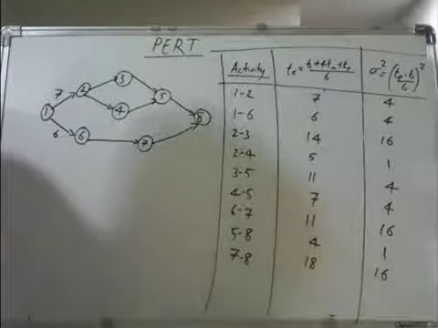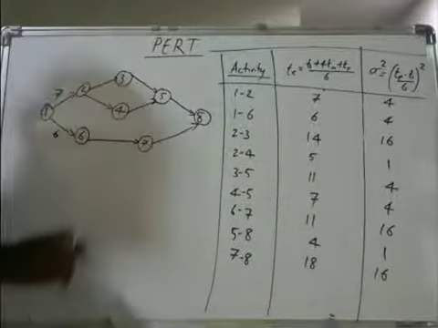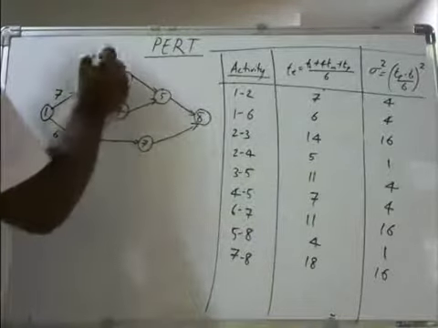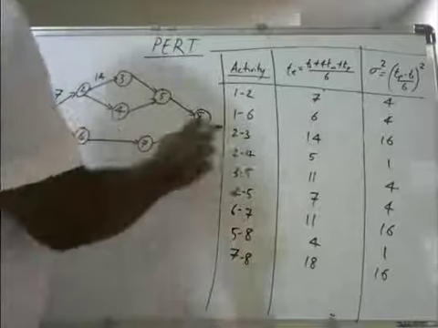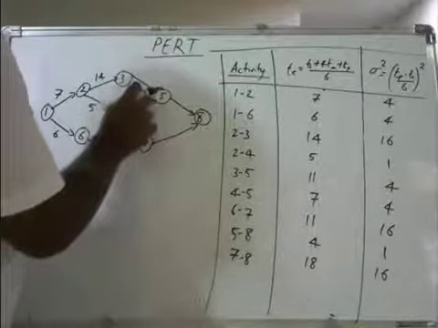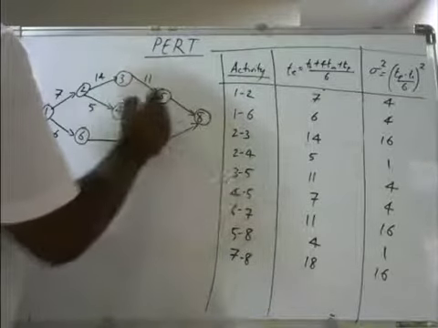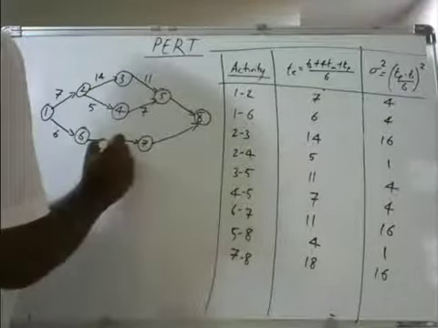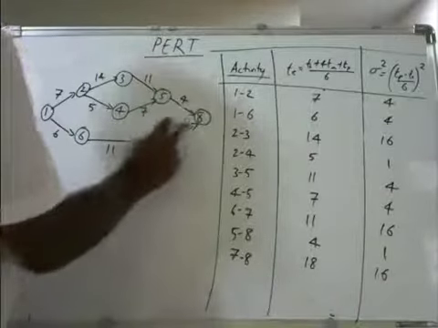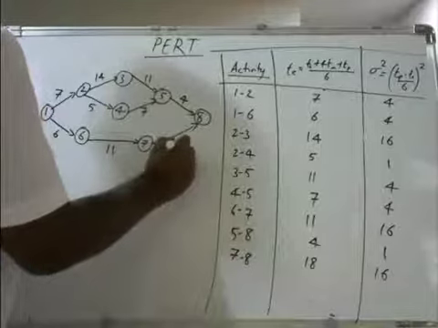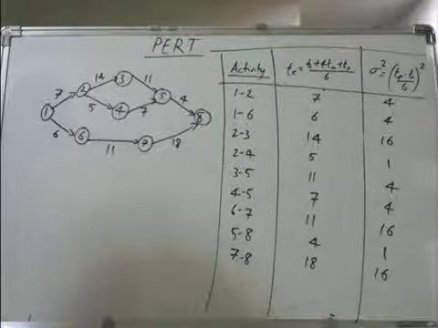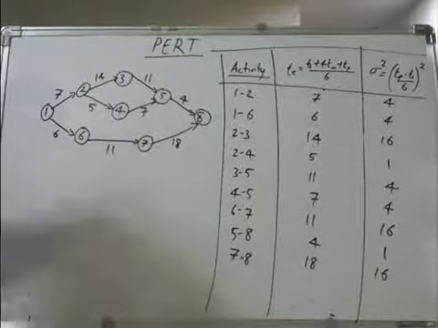Now, once you get the time estimates, you will write them in front of each of the activities. From 1 to 2, it is 7. 1 to 6, it is 6. From 2 to 3, it is 14. And 2 to 4, it is 5. Then 3 to 5, it is 11. Then 4 to 5, it is 7. 6 to 7, it is 11. 5 to 8 is 4. And 7 to 8 is 18. So once you do this, you are expected to do the forward passing and the backward passing.